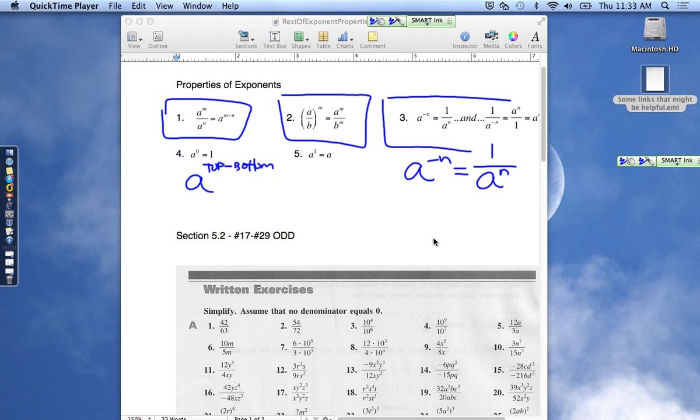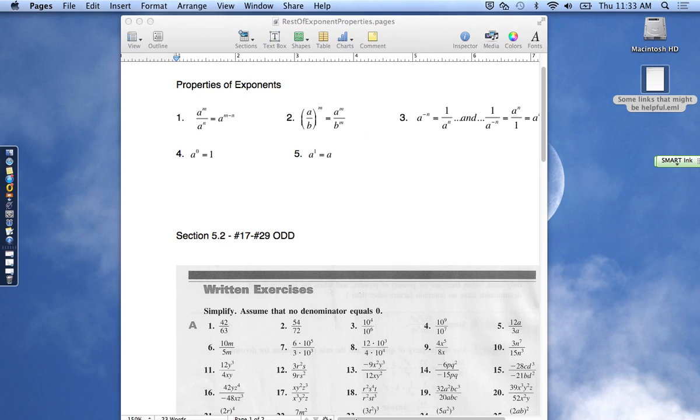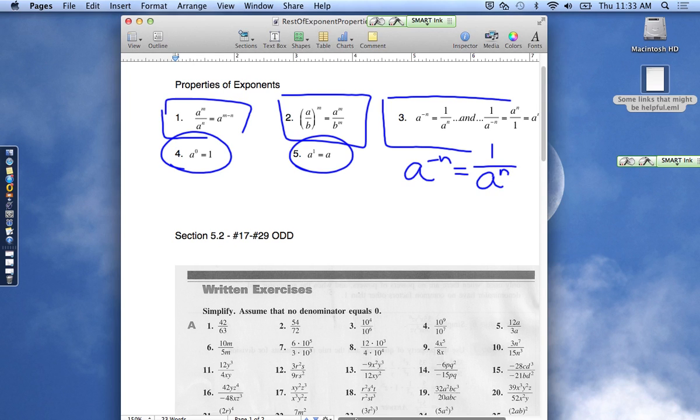And then anything raised to the power of 0 is simply 1. So here we have something raised to the power of 0, which simplifies to 1. And a base raised to the first power is just that base itself. Let's run through a few problems together.